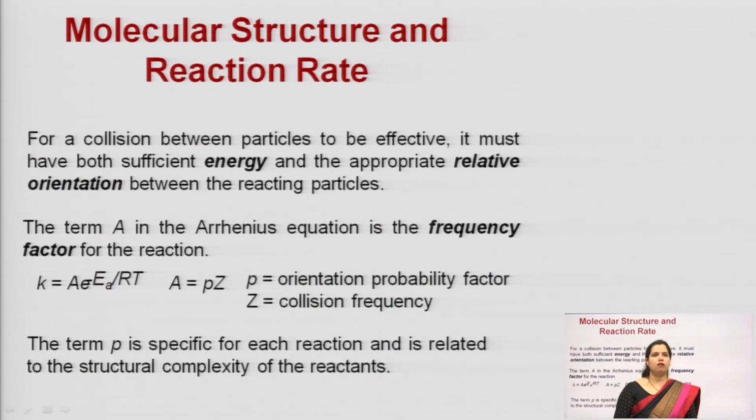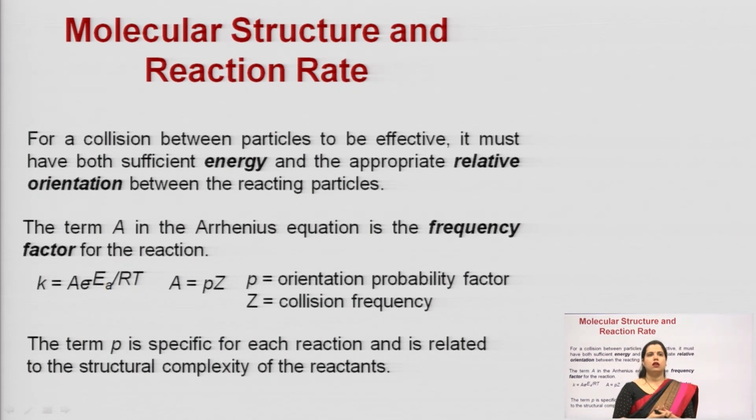Molecular structure and reaction rate. For a collision between particles to be effective, it must have both sufficient energy and the appropriate relative orientation between the reactive particles. So, there must be an effective collision to give the desired product, right. They must have sufficient energy as well as the appropriate configuration for the interaction of the reacting particles.